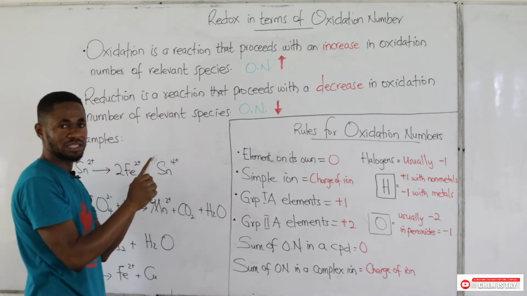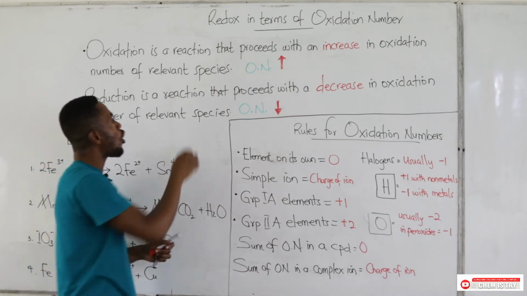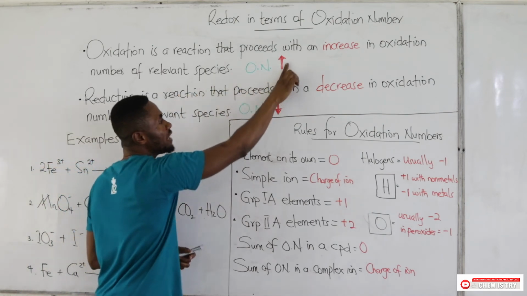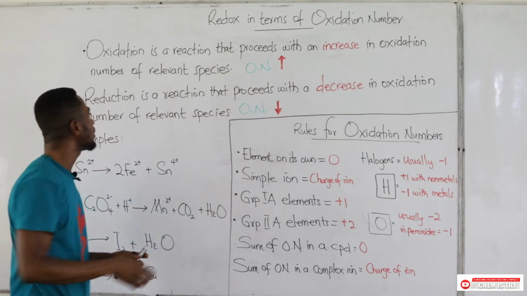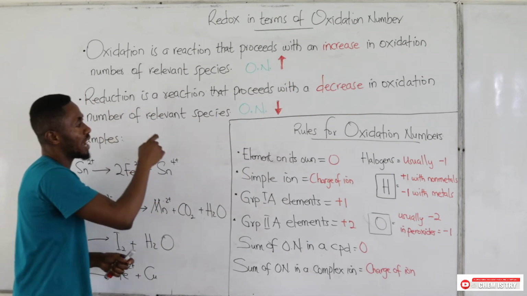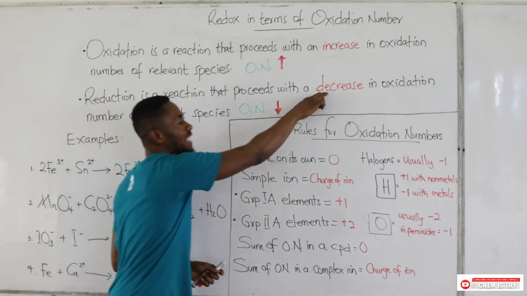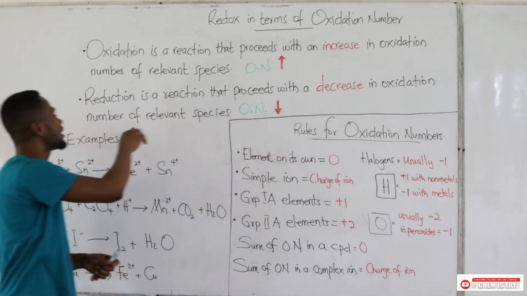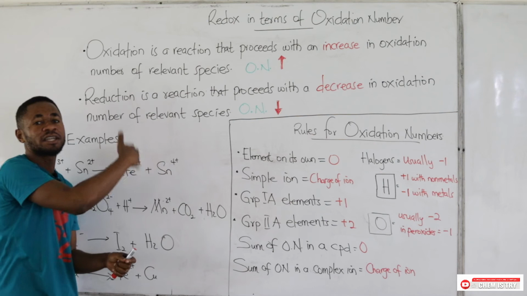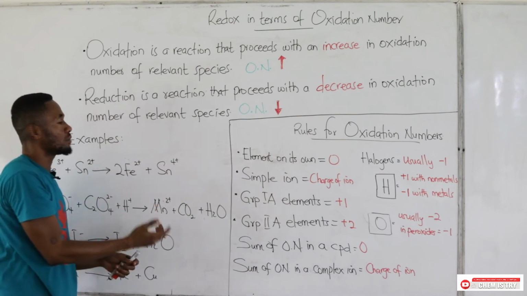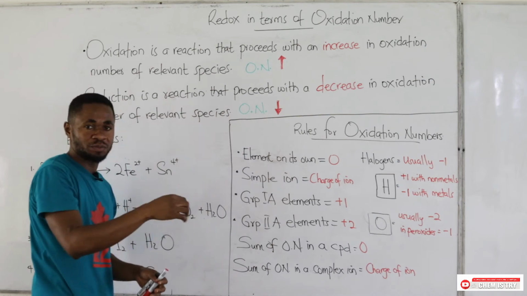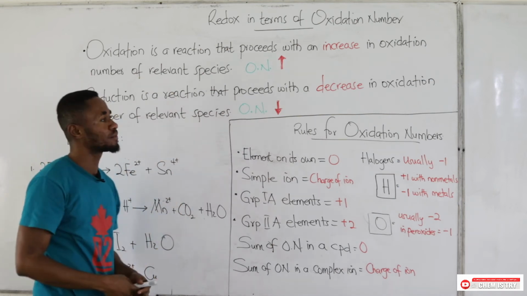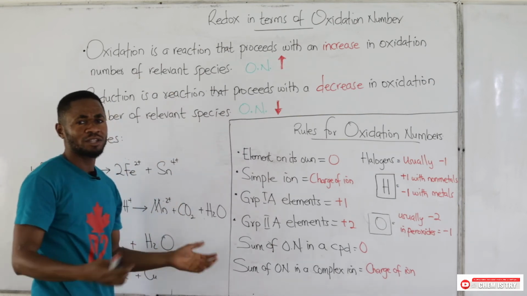So in oxidation, the oxidation number of relevant species increases, it goes up. Reduction is a reaction that proceeds with a decrease in oxidation number of relevant species. In reduction, the oxidation number of the relevant species decreases. Now, what is oxidation number?